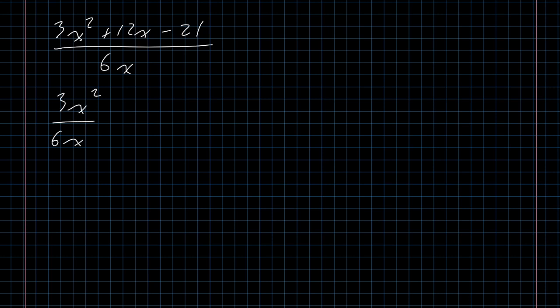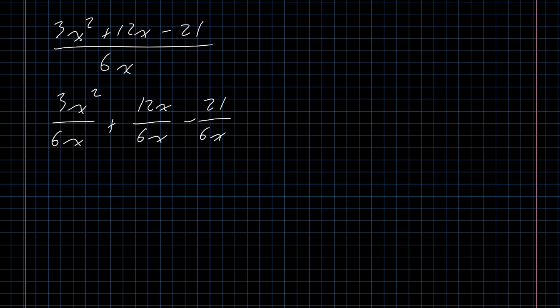I can take something like 3x squared plus 12x minus 21 and divide it by 6x. I can split that up: 3x squared over 6x plus 12x over 6x minus 21 over 6x.